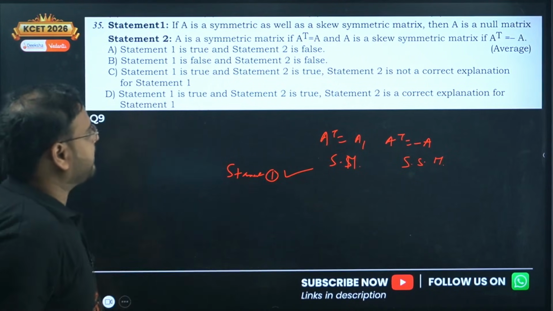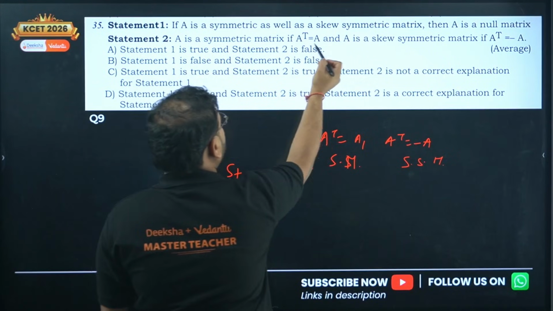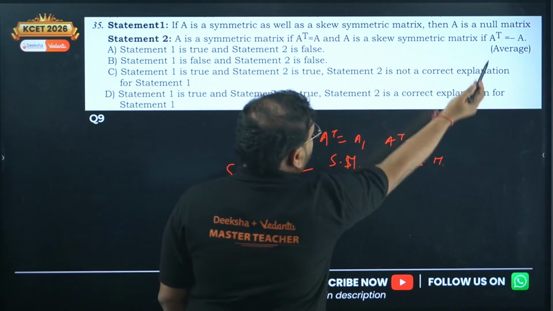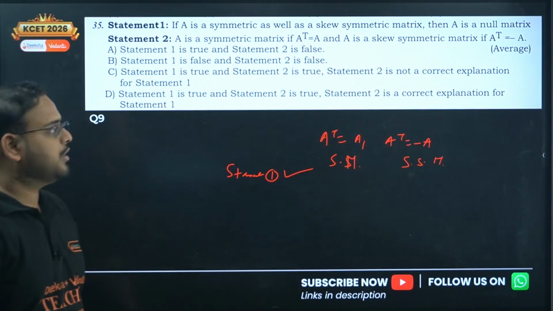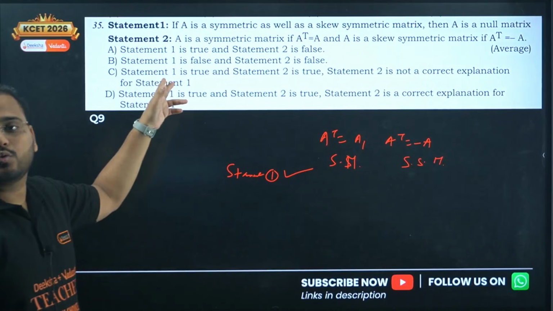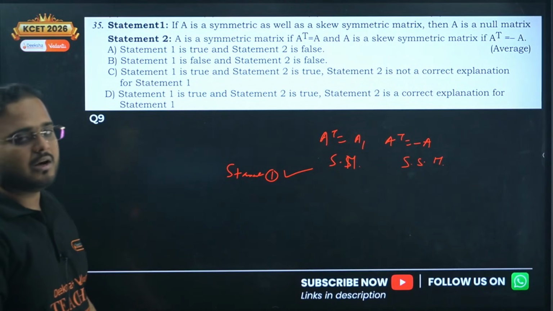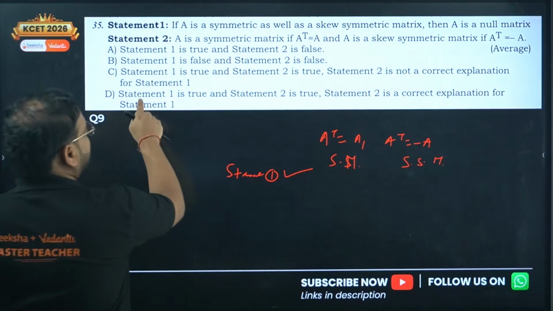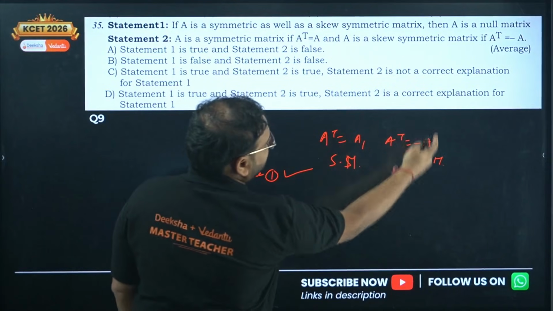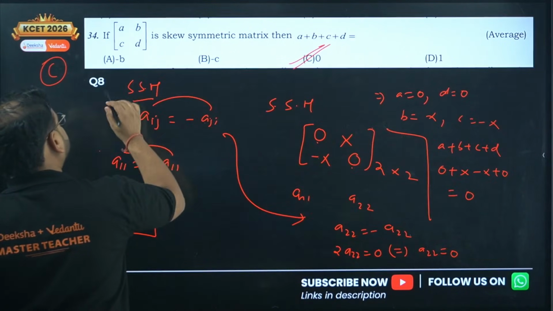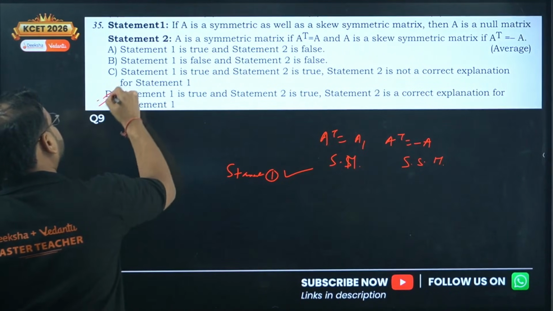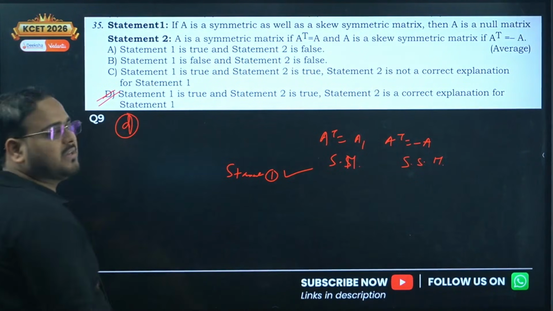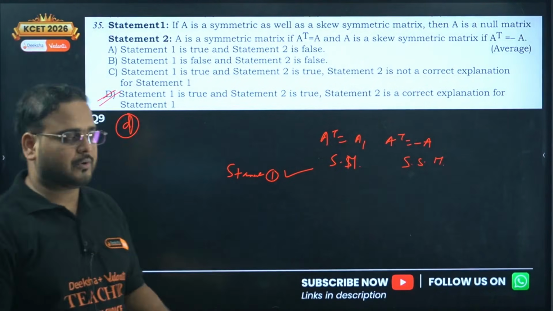Now statement 2, you check. Same thing is given here. Symmetric is A transpose is A and skew symmetric is A transpose is minus A. They have given the definition as well. So both of these are true and 2 explains statement 1 correctly. So 1 is true, 2 is true, 2 is the correct explanation of 1. So the option is D. Right here. Very simple question.